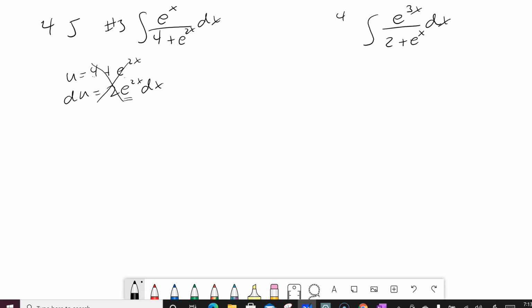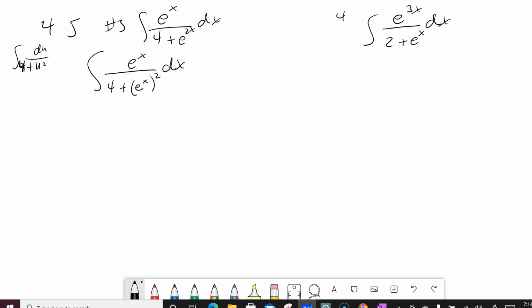This is where you start to think about being clever. I like to think, what do I know? Do I know that 1 over (4 plus u squared) equals anything? It does. This is my arctangent. So you get clever by thinking about what you know. Let me first rewrite this. I'm going to rewrite this as 1 over (4 plus (e to the x) squared) dx.